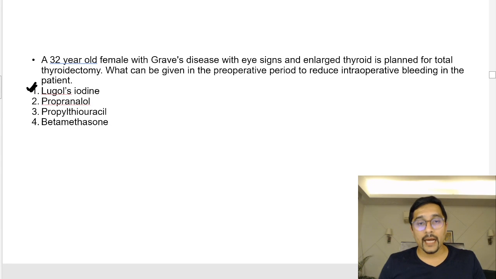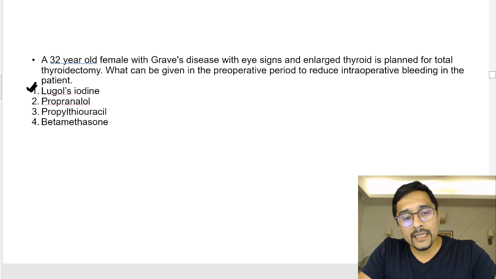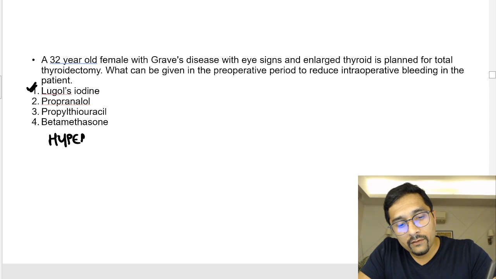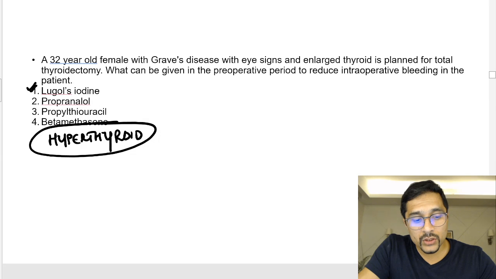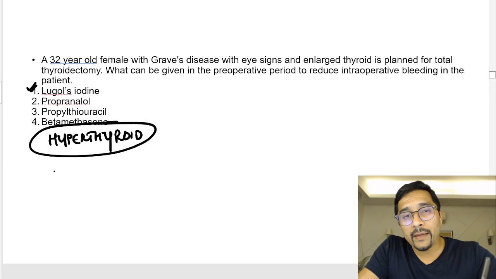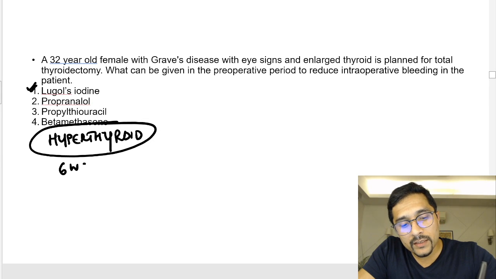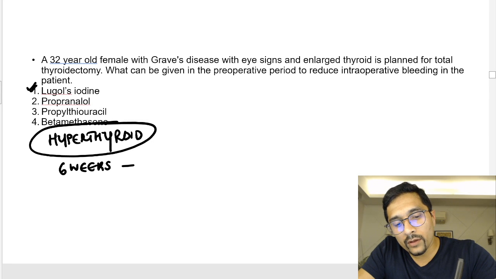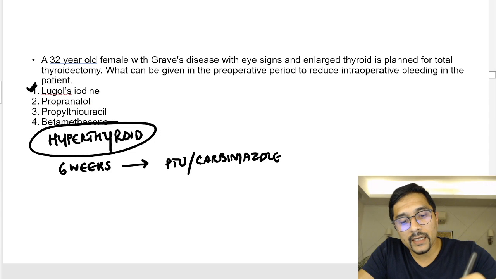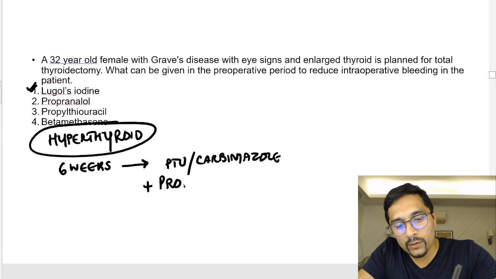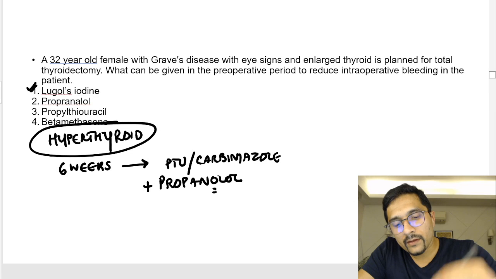It is Lugol's iodine. Now, any patient who is hyperthyroid, we know we have to adequately prepare this patient prior to surgery. Otherwise, these patients can land up with thyroid storm, right? So how do we prepare these patients? At least 6 weeks prior to surgery, we start them on either propylthiouracil or carbimazole. So antithyroid medications, PTU, carbimazole has to be started. Plus we start them on propranolol, which is a beta blocker, right?